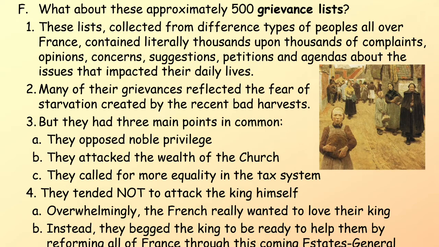Number one, they opposed noble privilege. Number two, they attacked the wealth of the church. And number three, they called for more equality in the tax system. And they tended not to attack the king himself. Overwhelmingly, the French really wanted to love their king. Instead, they begged the king to be ready to help them by reforming all of France through this coming Estates General.